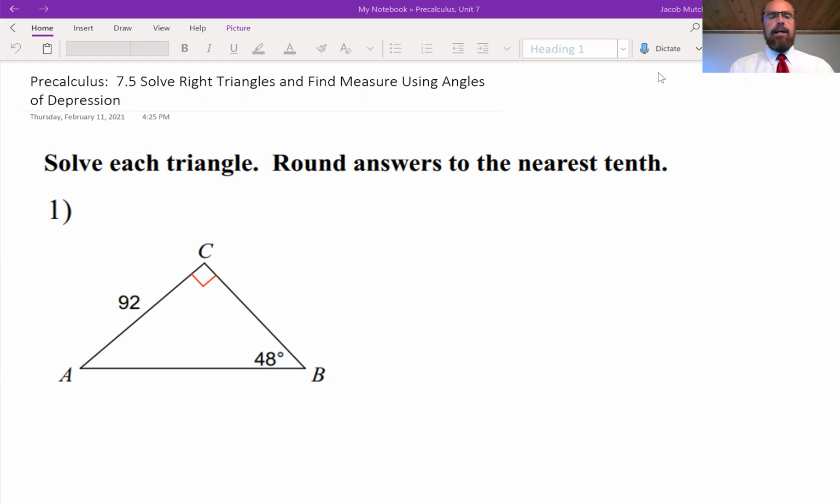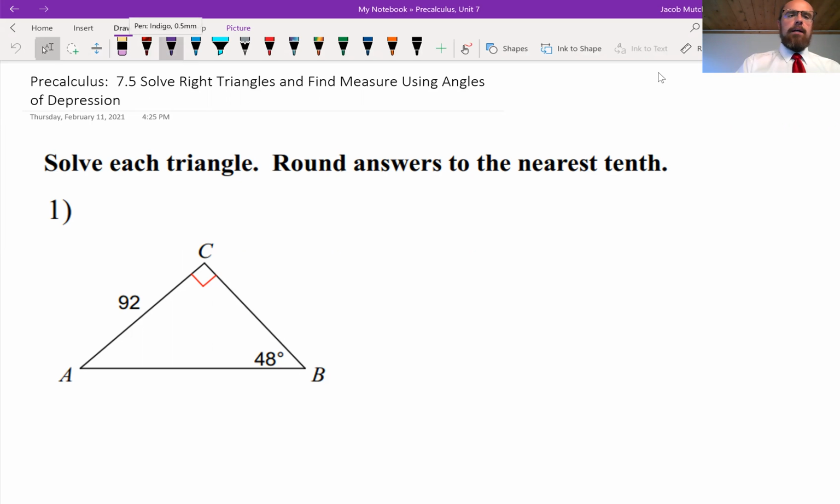My first example, I have a right triangle where I've got some measurements indicated. I've got one angle, which is 48 degrees, and I've also got one side length, one of these legs is 92. And my instructions are to solve the right triangle. What it means when it says solve the right triangle is find all the side lengths and find all angle measures. So that's what we're up to. I need to find the two side lengths that are missing, and I also need to find the one angle measure that I do not know.